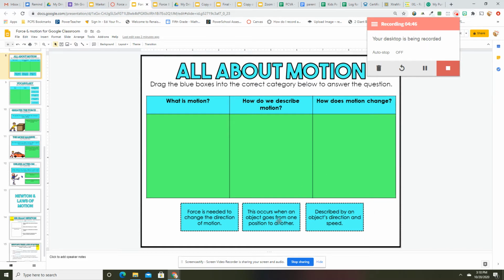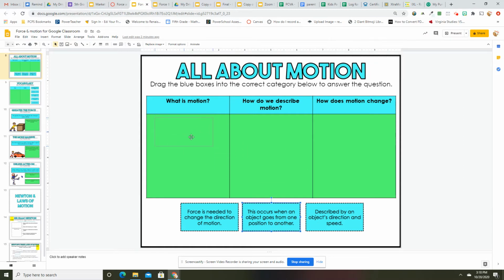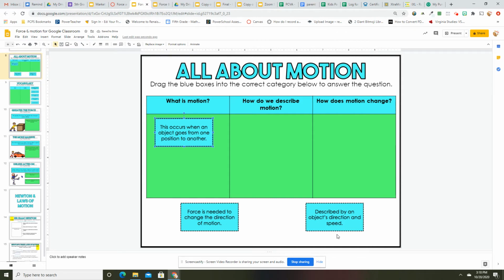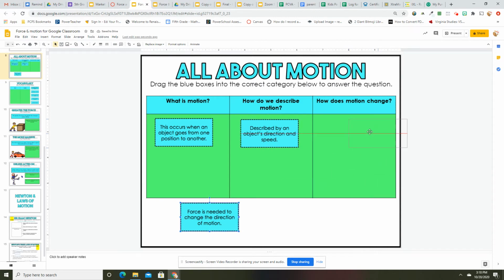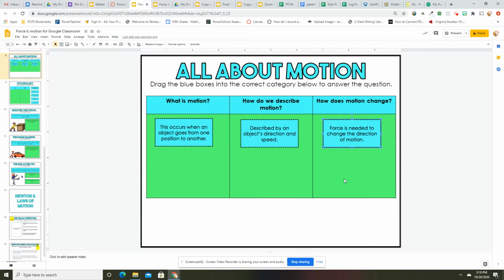All right, so motion occurs when one object goes from one position to the other. It is described by one object's direction and speed. And force is needed to change the direction of motion. Okay, so if a bowling ball is rolling, then the pins are acting like a force and they go in a different direction.